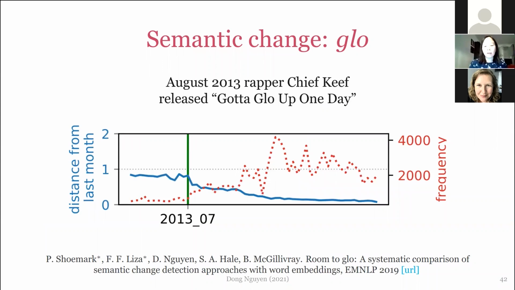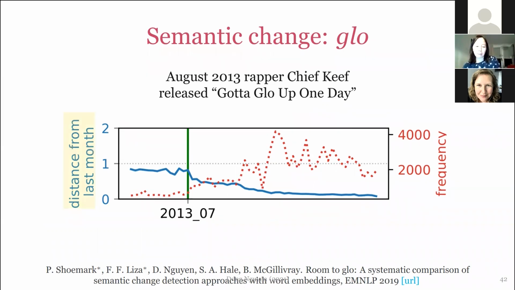So here are a couple of the patterns that we found in our Twitter data. We had 5.5 years of Twitter data. That's the x-axis. And then the y-axis shows you the meaning change based on these word embeddings. And on the right, we see the frequency of the words. And the green line indicates the point with the biggest change.